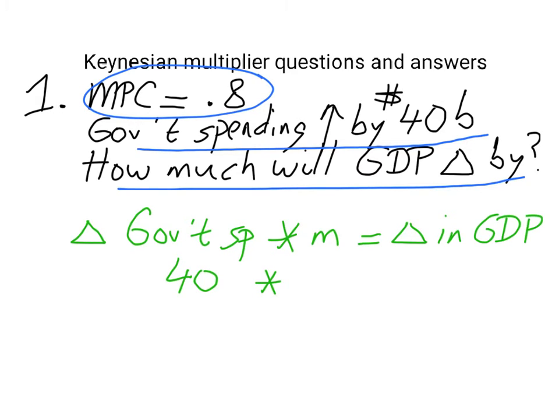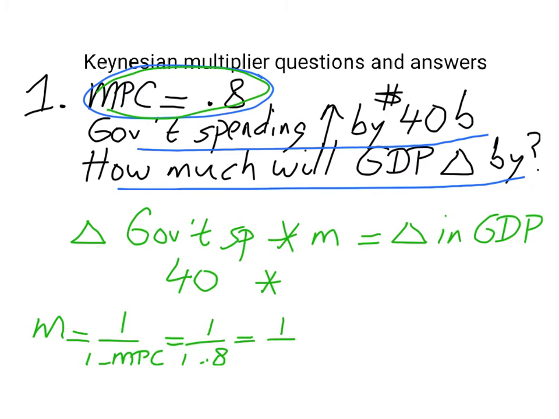Now, we don't see a multiplier here anywhere. However, we do know that the MPC is 0.8. And if we know the MPC, we can figure out the multiplier. The formula for the multiplier is that the multiplier is 1 divided by 1 minus the MPC, which is equal to 1 divided by 1 minus 0.8, which is equal to 1 divided by 0.2. 20 cents goes into $1 5 times, so this is equal to 5. So now we know that the multiplier is 5, and that will give us our answer.